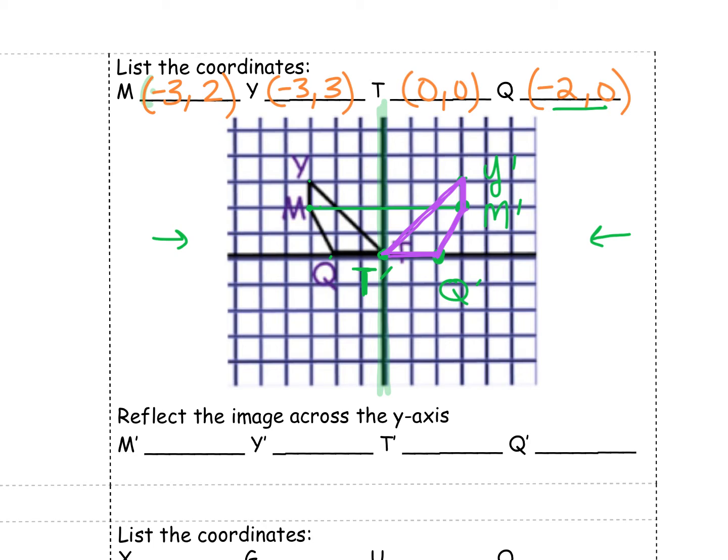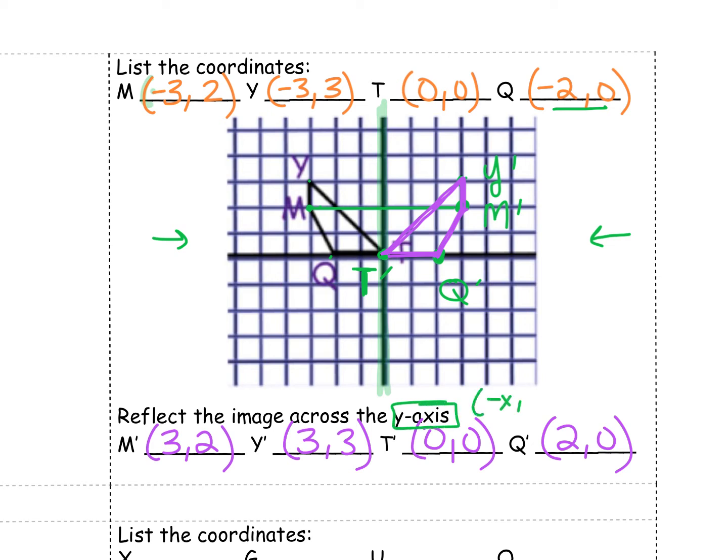M prime ended up at the point 3, 2. Y prime ended up at the point 3, 3. T prime is still at that origin, and Q prime is at 2, 0. Remember when we discussed the rules for a reflection over the y-axis?